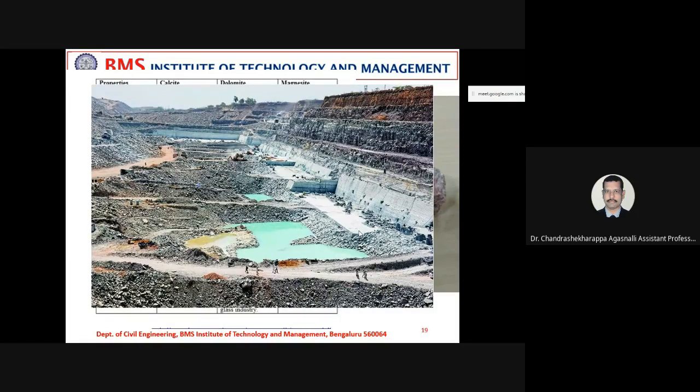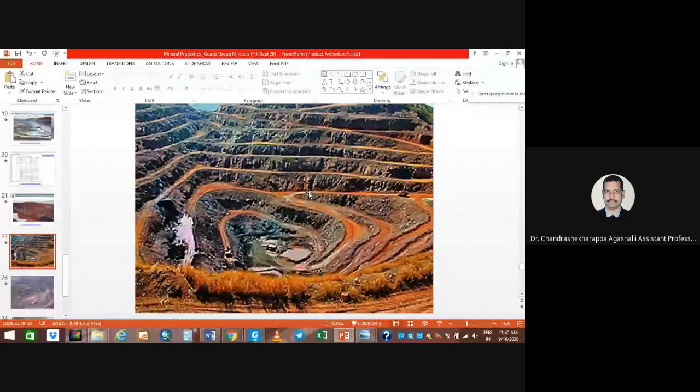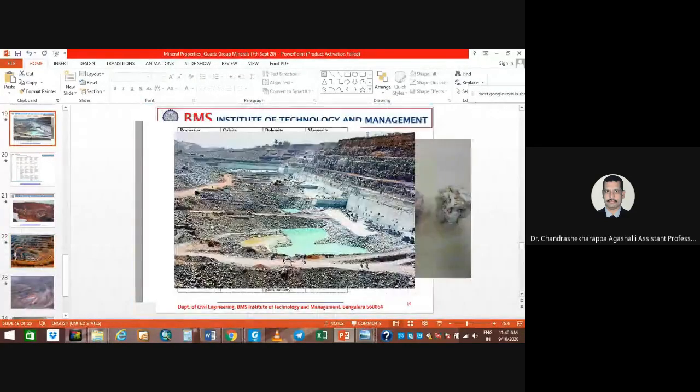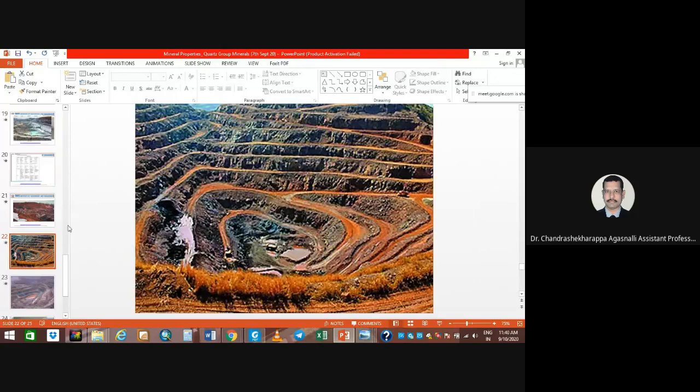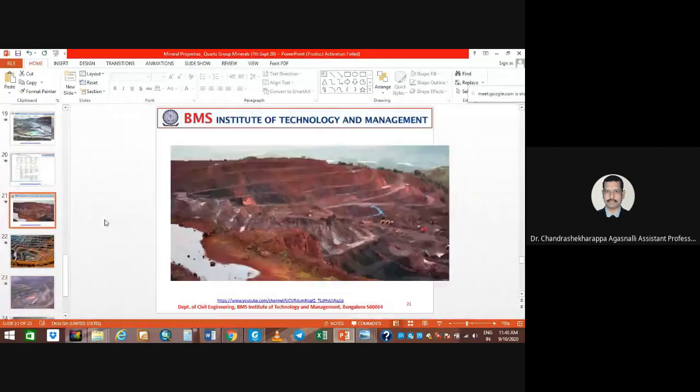So this is how the limestone mines look. And you have seen the iron ore mines. This is how the iron ore mines look. It's a black reddish color, and when it comes to the limestone mines, it's completely white. It's rich in calcium there. Here it's rich in iron.